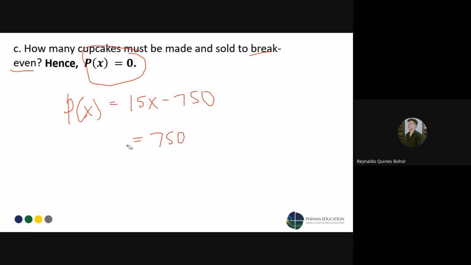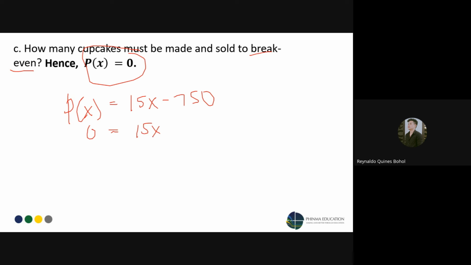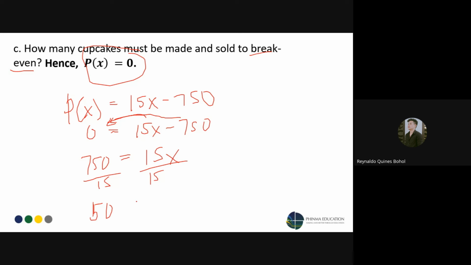So, to help you understand why it turned out like that: this is 0, this is 15x minus 750. So the 15x is moved, and the negative 750 is moved to the other side. It becomes 750. Then 15x, then divide both sides by 15. This is the number of cupcakes at break even. So that is 50 cupcakes. All right. That's our answer for A, B, and C.